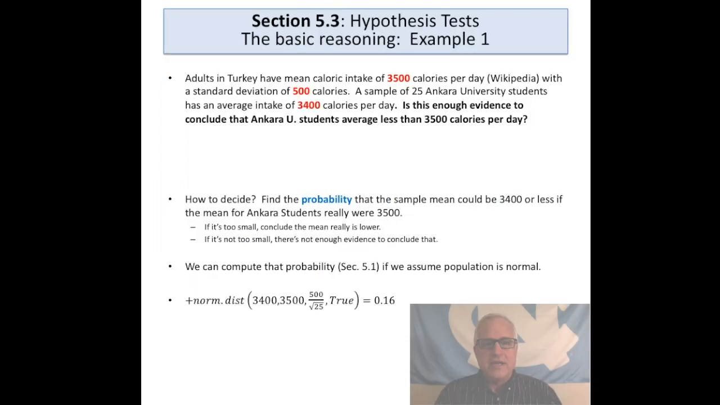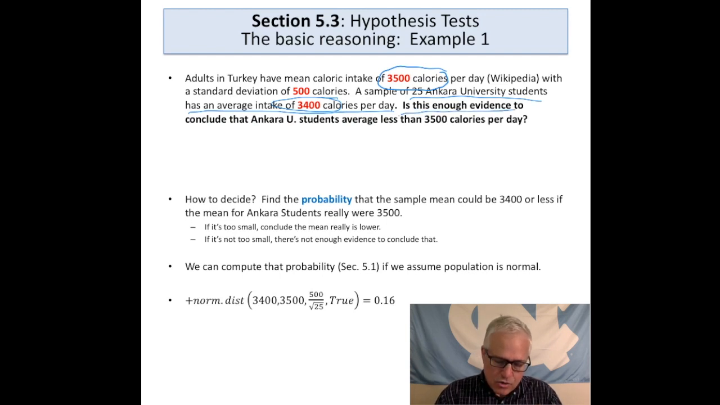And the first thing I need to do is revisit a point or two that I made yesterday when we were talking about those adults in Turkey. There's one subtlety that I didn't draw your attention to. Recall that we knew that the average caloric intake for adults in Turkey was 3,500 calories per day, and we were interested in this subgroup, students at Ankara University, where we took a sample of 25 randomly selected students, and we got that their caloric intake was 3,400 calories per day. And I want to be clear, the question we asked was, is there enough evidence to conclude that Ankara students average less than 3,500 calories a day?